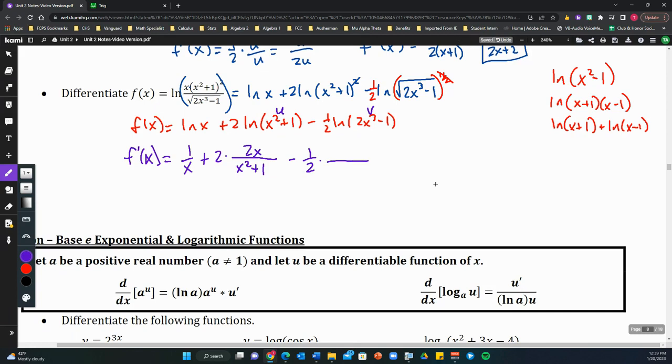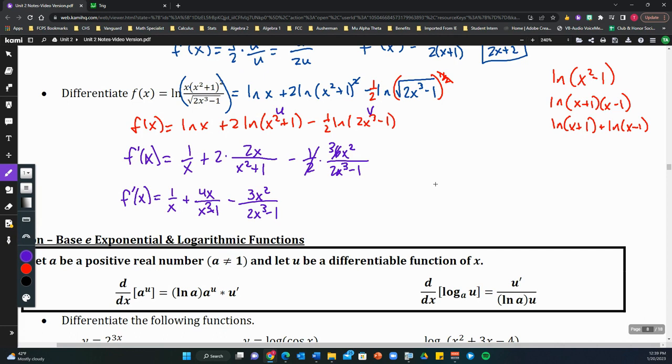Second one, original inside. That original argument goes in the denominator. The derivative of 2x cubed is 6x squared, and the derivative of the constant is 0, so that's it. Now all I have to do is go through here and clean this up. So we get 1 over x plus 4x over x squared plus 1 minus the 1/2 and the 6 are actually going to reduce down to simply 3x squared over 2x cubed minus 1.